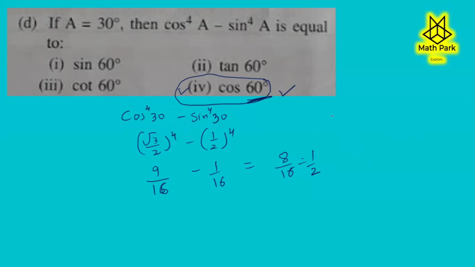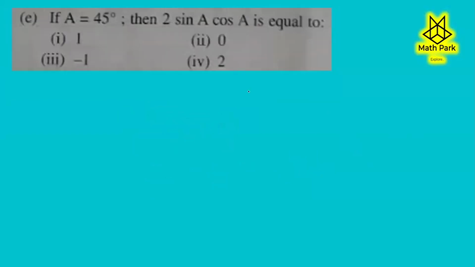The last MCQ of today's video: if A is equal to 45, then 2 sin A cos A is equal to what? So 2 times sin of 45 into cos of 45. We have sin of 45 is 1 upon root 2, cos of 45 is also 1 upon root 2. So which is 2 times 1 upon root 2 times root 2, which is 2 upon 2, and which is equal to 1. So this is the correct option. Got it? So thus we have completed 22A and B.